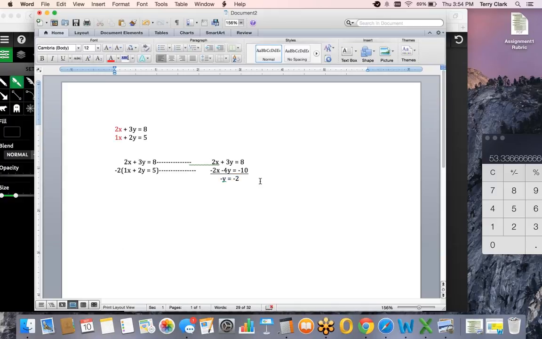So I'm going to bring that down. Now to finish this problem off, I simply have to multiply both sides by negative 1. Then that'll make the negative y become a positive y. So we've got negative 2 times negative, let me put the negative 1 in first. Negative 1 times negative 2.